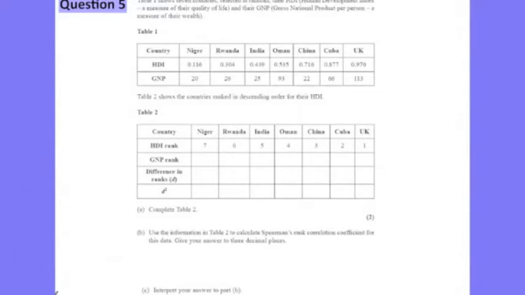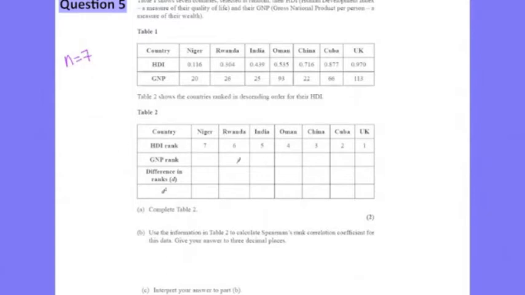Question number 5. Table 1 shows 7 countries selected at random, their HDI, Human Development Index. This is a measure of their quality of life, and their GNP, Gross National Product per person, a measure of their wealth. Here we have the table for the different countries. We have 7 countries, N is equal to 7.